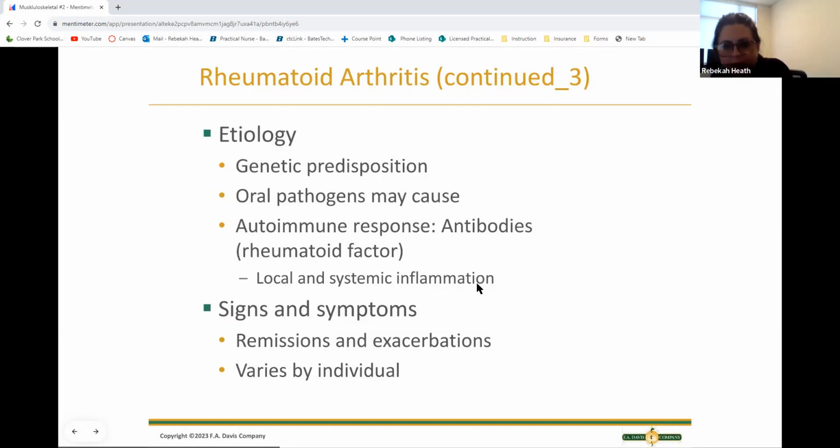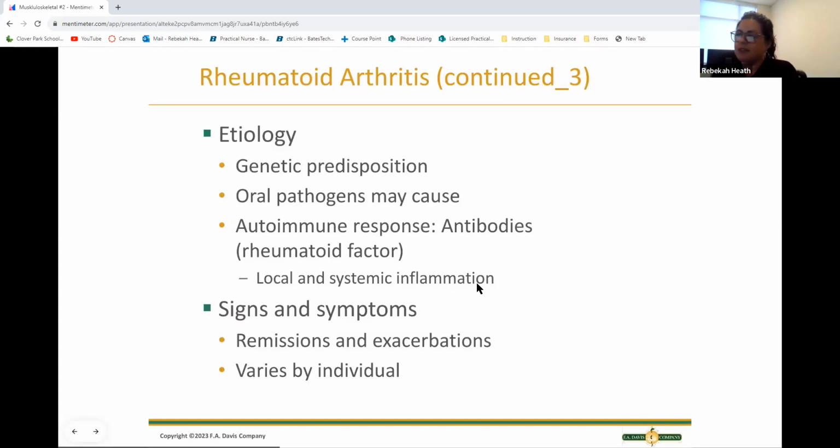So why do people get this? It's genetic. If it runs in your family, you are much more likely to get it. Occasionally, there might be an oral pathogen that can cause the systemic response to stimulate this autoimmune response. So you're going to have local inflammation, like at the joints, but you might also, like I said earlier, have a systemic response where, because of that inflammation and the autoimmune response, you might have a low-grade fever, general body aches because of this immune response.